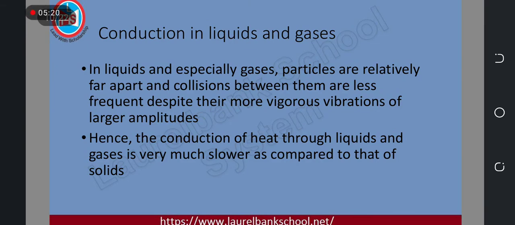So this is the process of conduction, and conduction mostly takes place in solids, but it can also occur in liquids and gases. But as you know, the particles, atoms or molecules of liquids or gases are quite far apart from each other, so collisions between them are less frequent as compared to solids. So conduction of heat through liquids and gases is much slower as compared to solids.